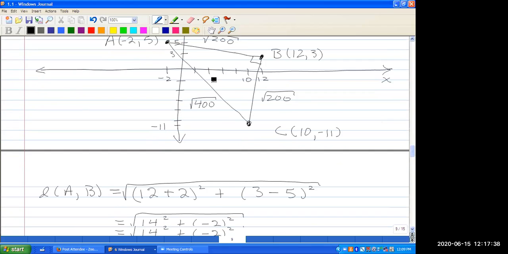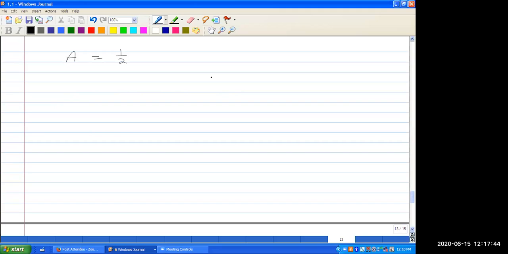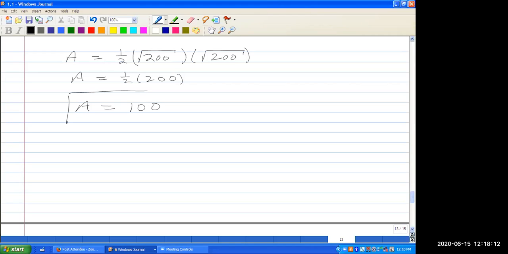And so in general, you should simplify these before, but here it actually makes my life so much easier. Rad 200 times rad 200 is 200, divided by 2 is 100. So the area of this triangle is 100 square units. Any questions about anything that I did?